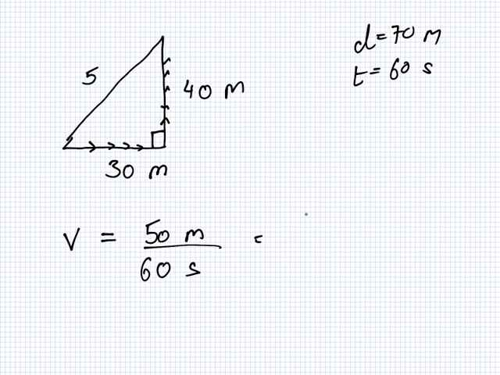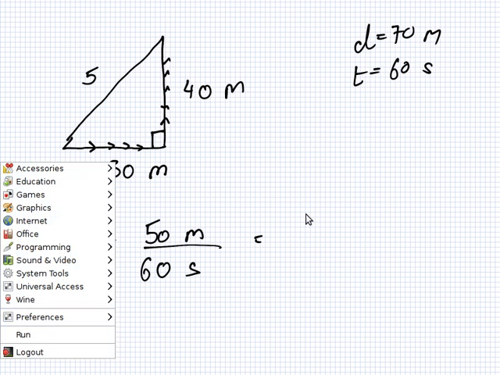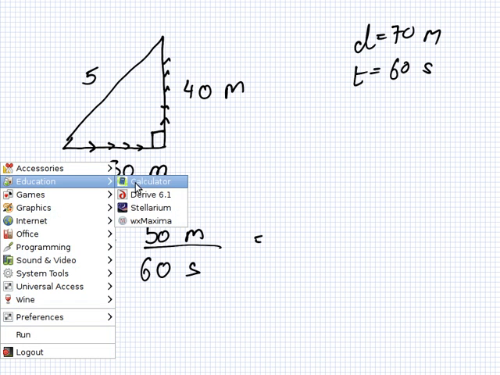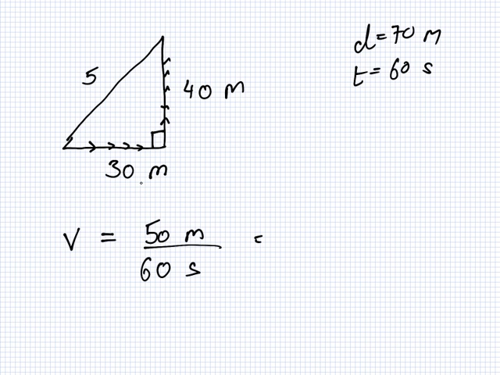What's that on the calculator if you have it handy? 0.83 meters per second. Now this isn't quite the answer. I'm missing something from my answer. What am I missing from my answer? Direction, yeah. Because I wanted the velocity, so I must have a direction.